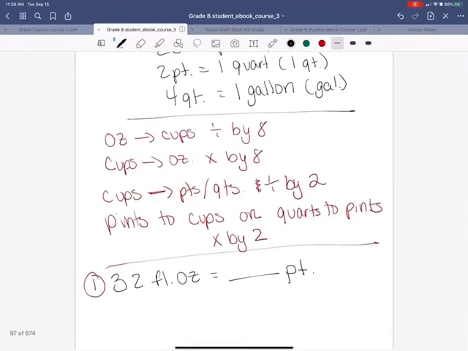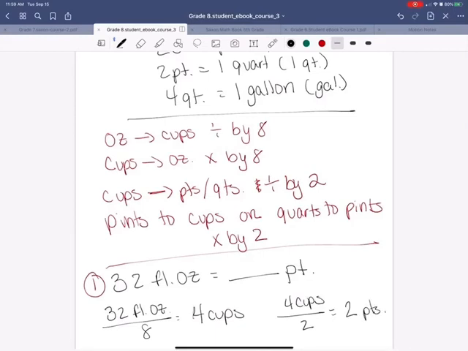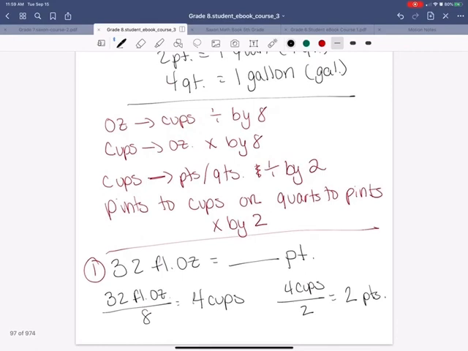So here we're going to say, okay, 32 fluid ounces divided by 8, right? Which we know will give us 4 cups. And then we're going to go from cups, then we're going to say 4 cups divided by 2 would then give us 2 pints. All right. Here's another way to look at that.